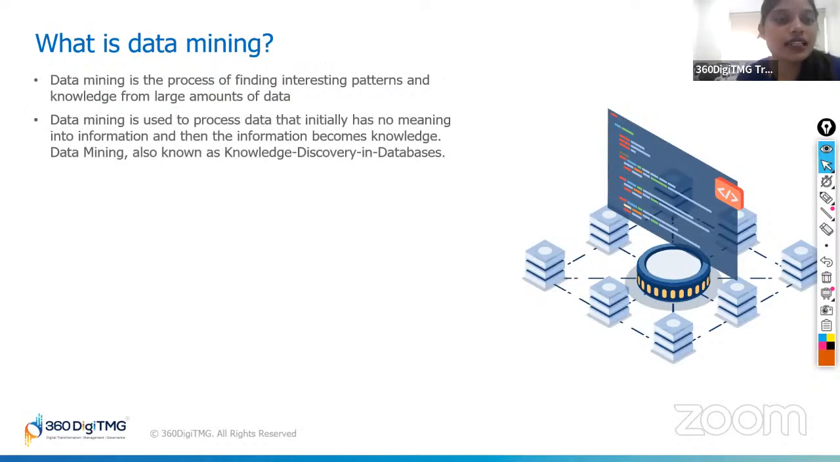The next thing is data mining is used to process data that initially has no meaning into information, and then the information becomes knowledge. So data mining is also known as knowledge discovery in databases. What do you mean by that? As we have talked about before, data mining is used to extract meaningful information from raw or unstructured data, which is large in amount. In order to convert meaningless raw data into meaningful information or knowledge, we go for data mining. That is why data mining is also known as knowledge discovery in databases.